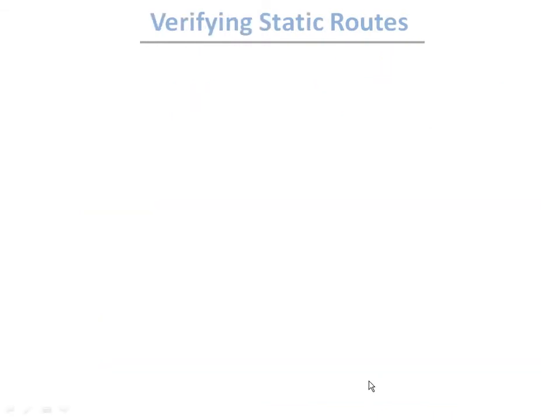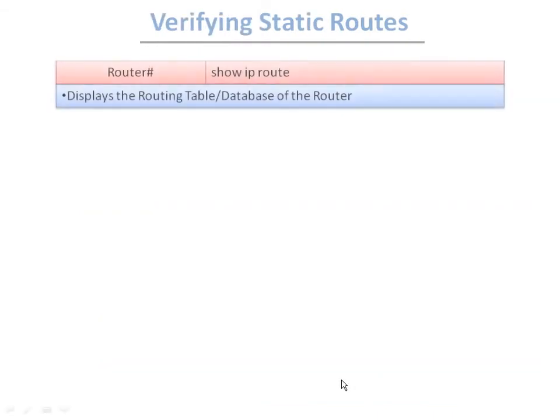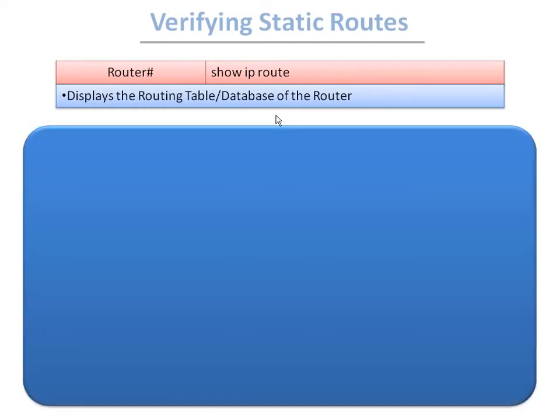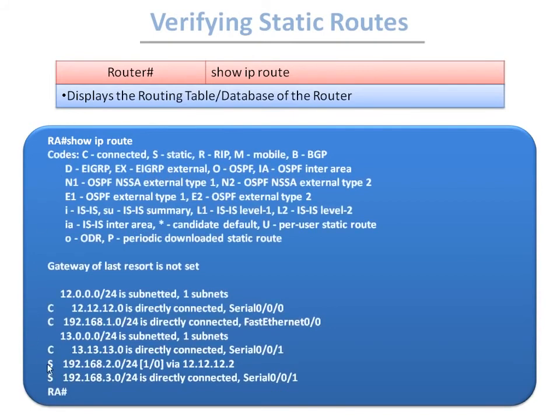To verify static routes, or default routes for that matter, you can always use the show ip route command. This command will display the routing table, or the routing database, of your router, and over there you will see all the static routes and all the other routes that your router actually uses. So let's see an output of the show ip route command. If we type it, you get the following output, right?